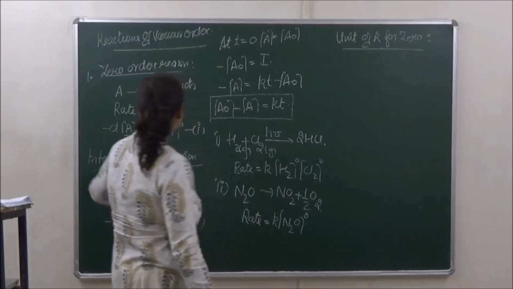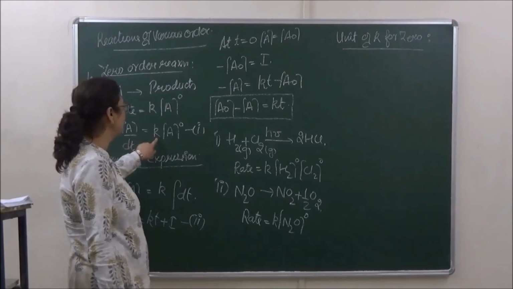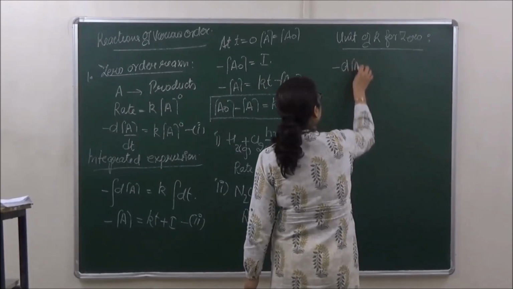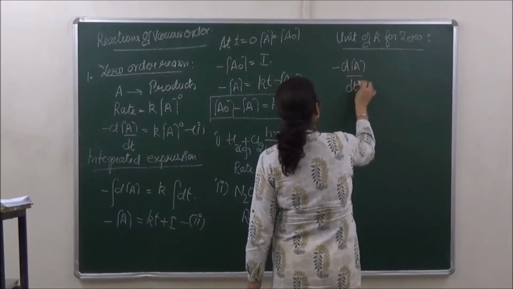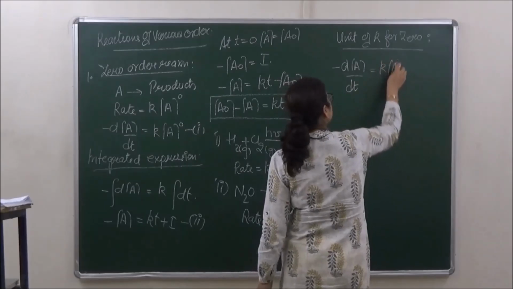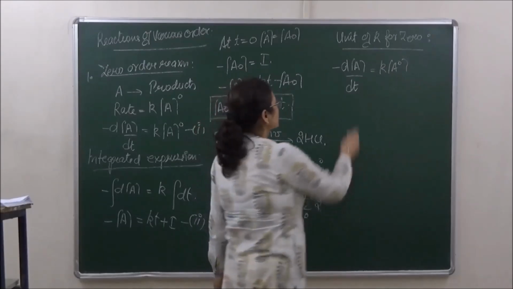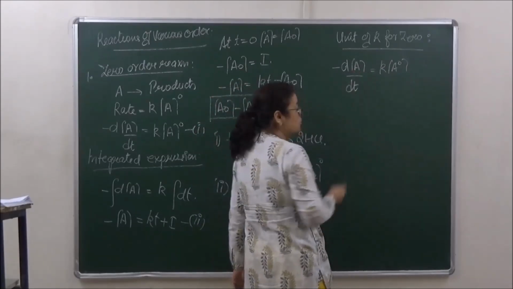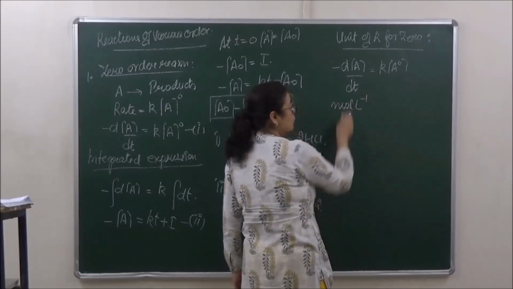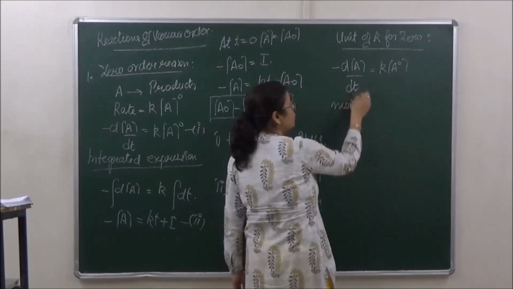So let's go back to this expression over here, minus dA upon dt, that is equal to K into A naught. Okay? So we have minus dA upon dt equal to K into concentration of A naught. A naught has no significance. The unit of concentration is going to be moles per liter, and the unit of time is second inverse.